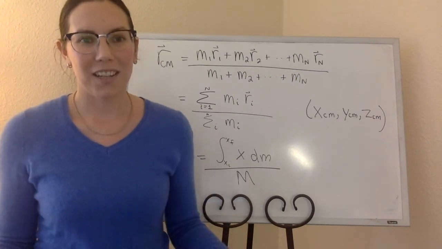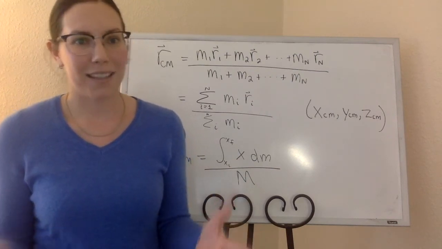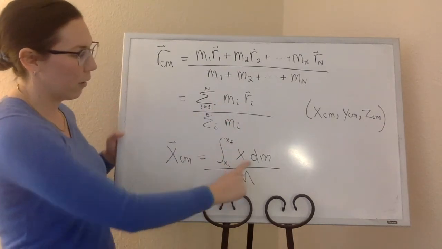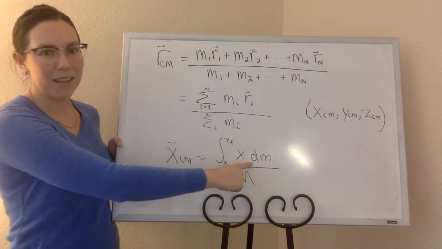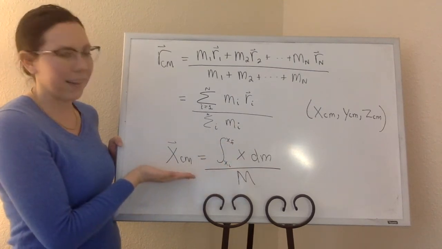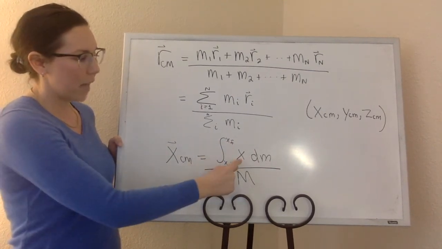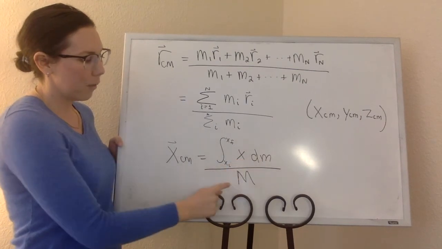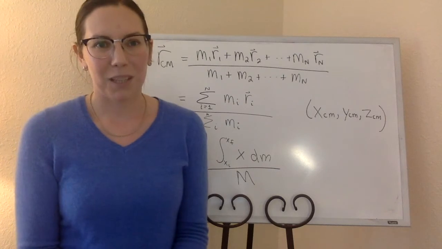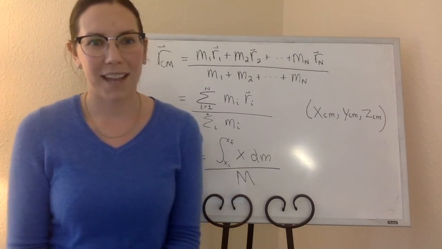Now this changes when instead we have a mass distribution. In that case, this sum becomes an integral, and we need to integrate over the mass. So we'll have the integral from x_i to x_f, for example, to find the x-coordinate, of the x position dm divided by the total mass. And I could write a similar expression for y and for z.